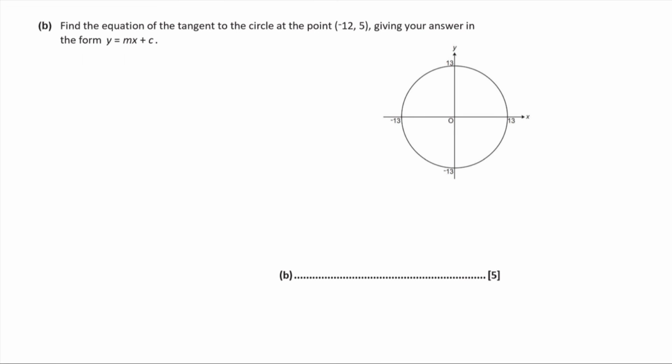Now part B says find the equation of the tangent to the circle at the point minus 12, 5. Give your answer in the form y equals mx plus c. Okay, so now we know that minus 12, 5 does lie on the circle.